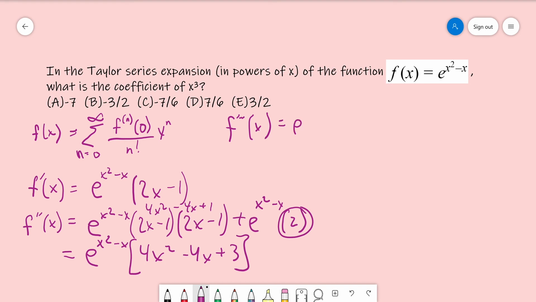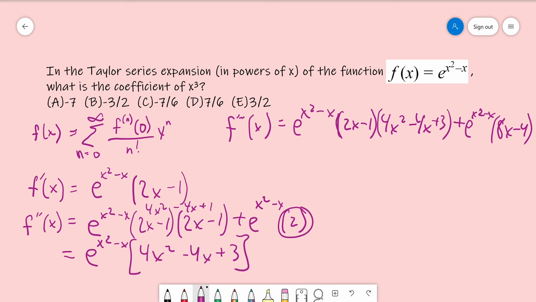So again, the derivative of e to the x squared minus x is going to be e to the x squared minus x times the 2x minus 1. And all of this is going to be multiplied by 4x squared minus 4x plus 3. And we're going to add to that e to the x squared minus x times the derivative of 4x squared minus 4x plus 3, which is 8x minus 4. I'm not going to simplify this anymore.